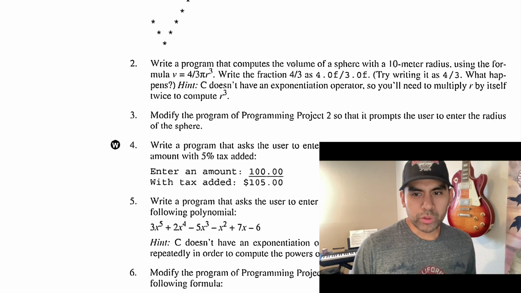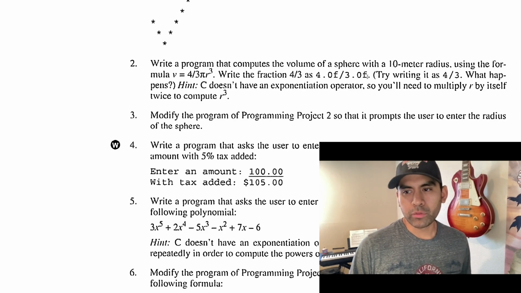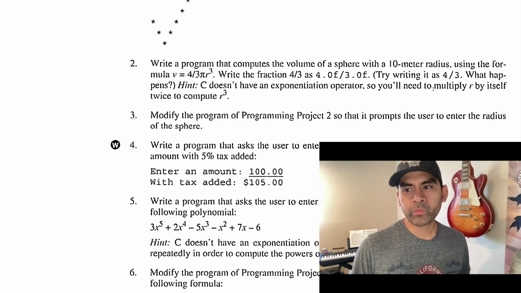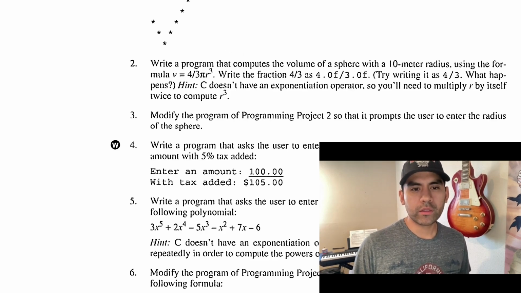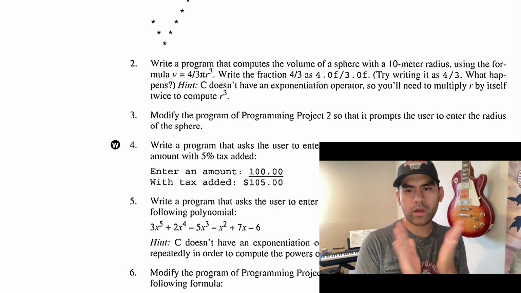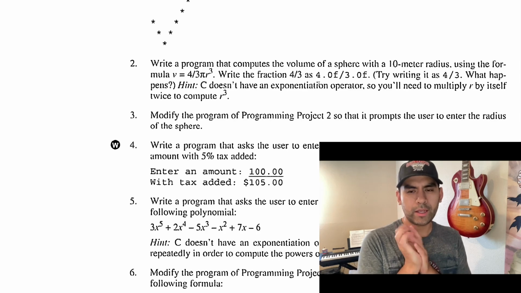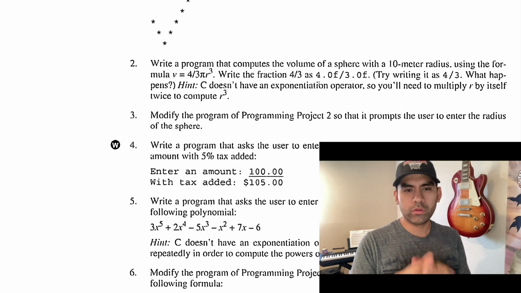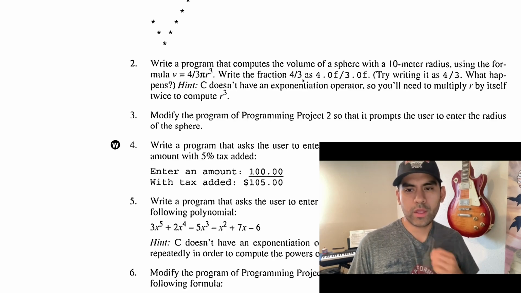Write a program that computes the volume of a sphere with a 10-meter radius. So that's our first variable right there, the 10-meter radius. Using the formula v equals, okay, write the fraction as 4 divided by 3. Okay, so that's the first part. That's how we're gonna calculate our v variable.